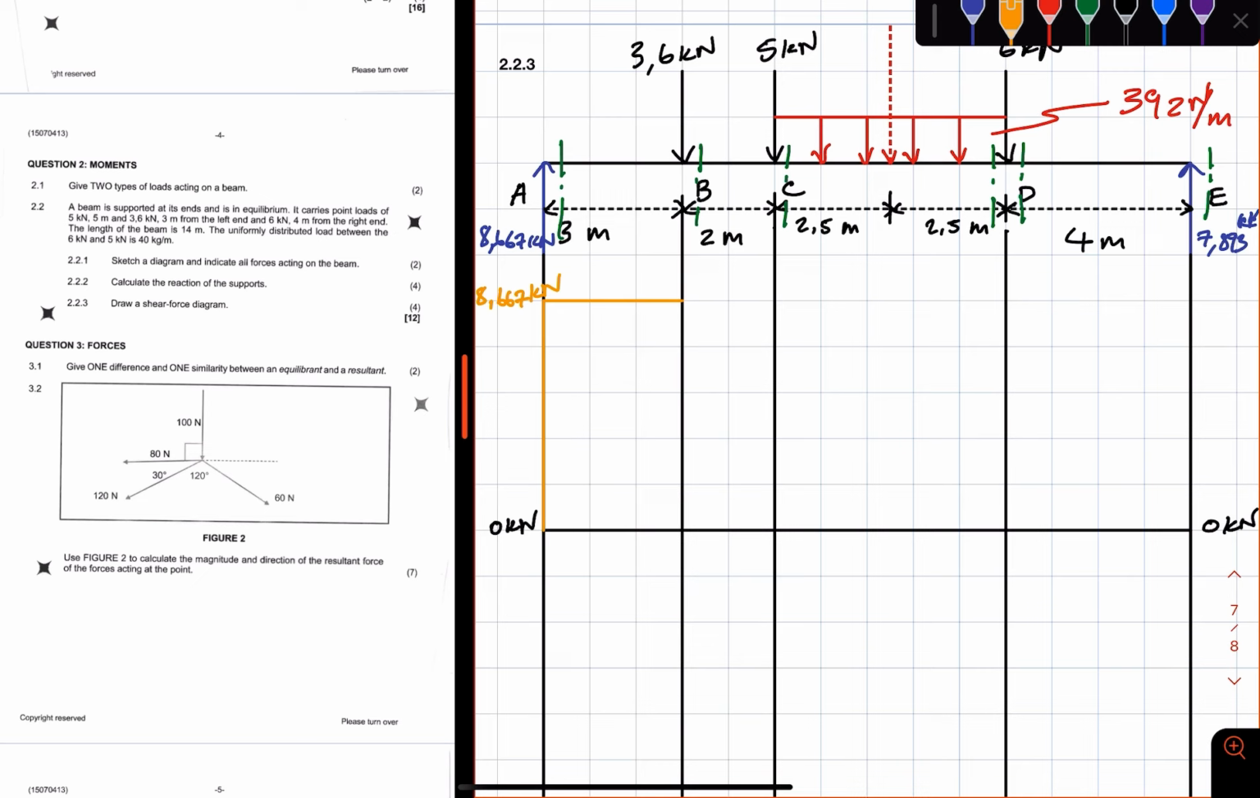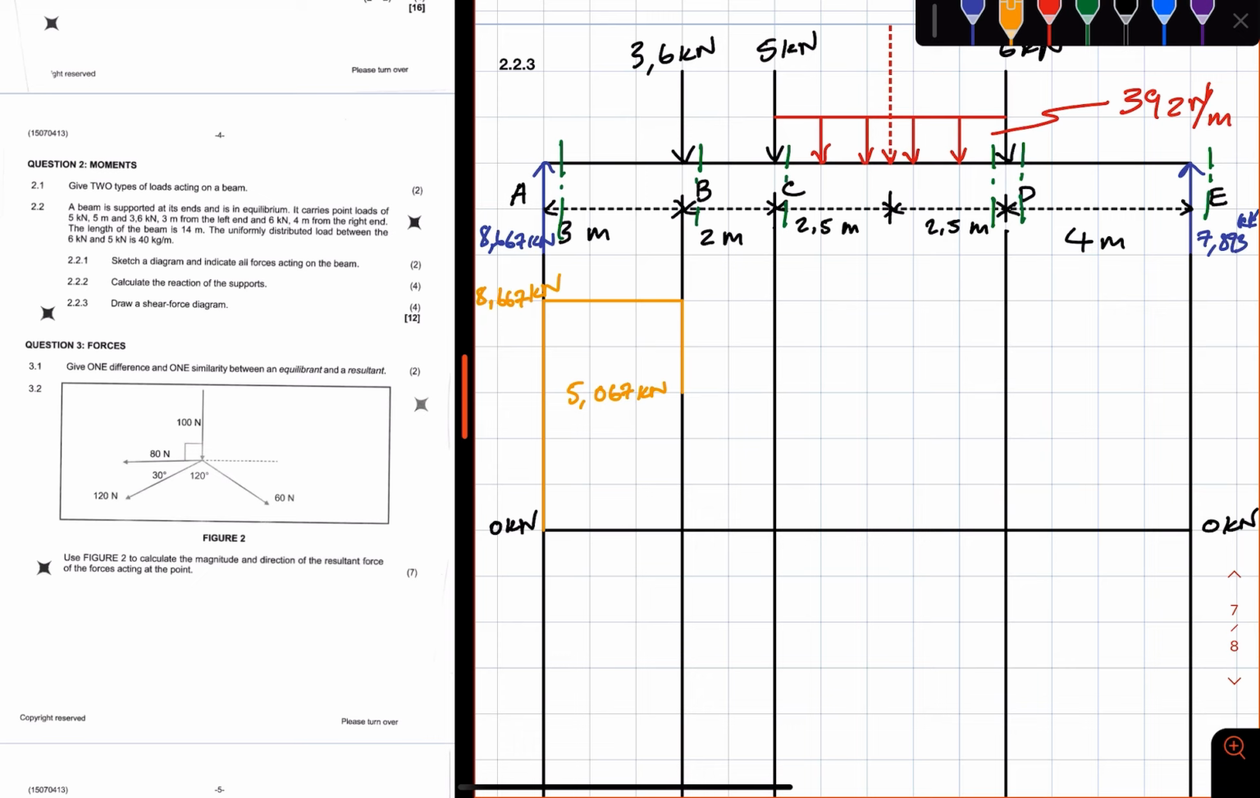So what do we say? We say 8,667 kilonewtons minus 3.6 kilonewtons, right? And if you punch that in your calculators, we get 5,067 kilonewtons, right? So let's say it's going to be a force that's around there, right? So this is 5,067 kilonewtons, right? Then we are done with section B.